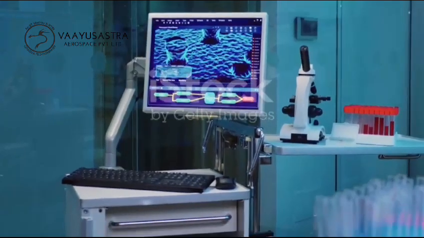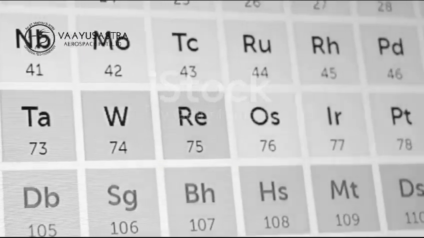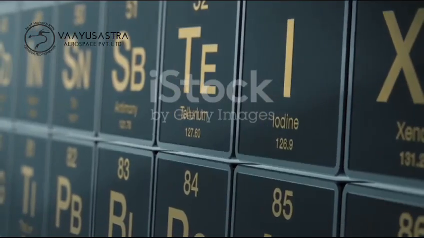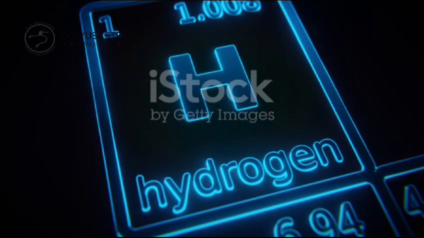Why do scientists need to know the atomic number and mass number of elements? Let's dive in. First up, the atomic number. Think of it as an element's ID card. It's unique and tells you exactly which element you're dealing with.